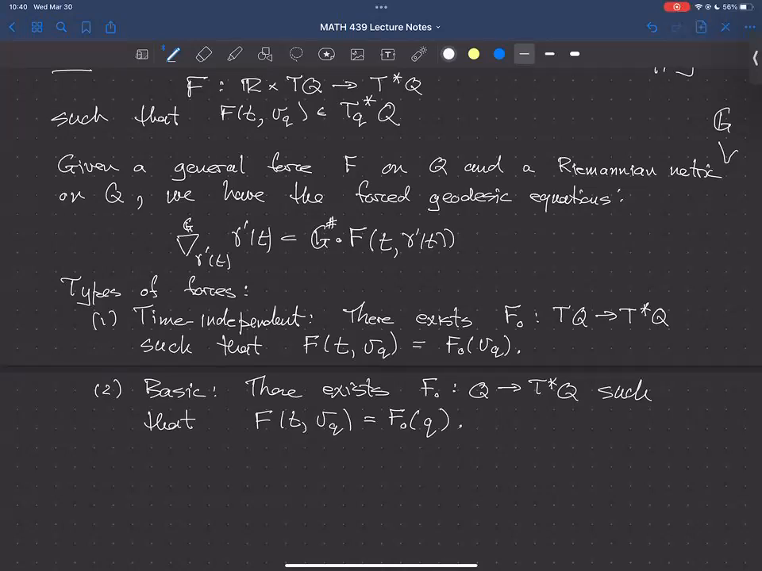But this is something we already know. What kind of a geometric object is this? It's going to be a mapping from Q to T star Q, and it should have the property that at every Q, it takes values in the cotangent space at Q. We had a name for those things. A covector field, right? So it's just a covector field. That's all there is to it. So we call these things basic. So basic forces are just covector fields.